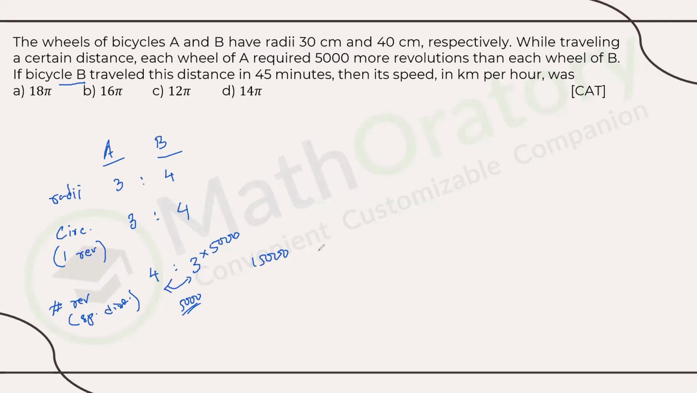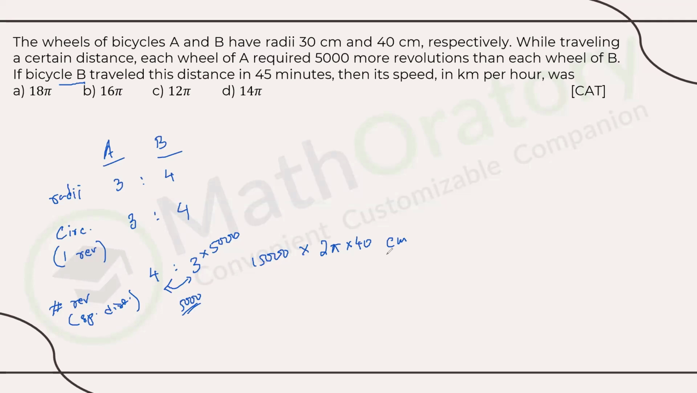Also, for whatever revolutions that the particular tire has made, what will be the distance? It is multiplied by 1 circumference, because each revolution corresponds to 1 circle. So we have the radius of one tire of B as 40 centimeters. So the circumference should be 2 pi into 40. But this is in centimeters. Don't forget the unit.